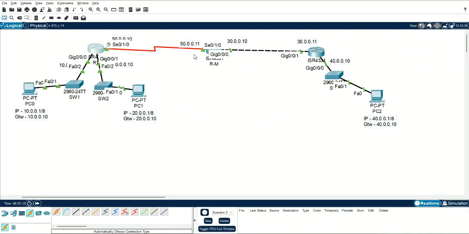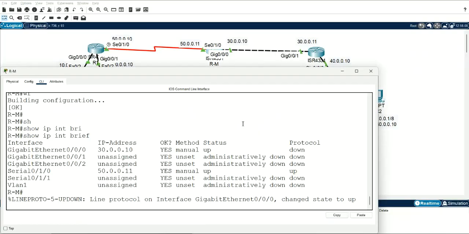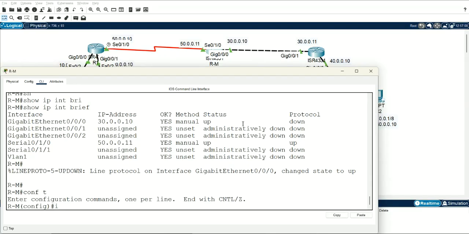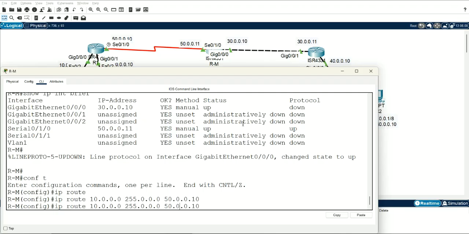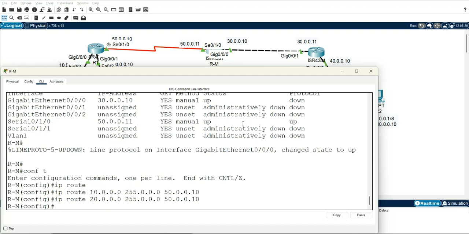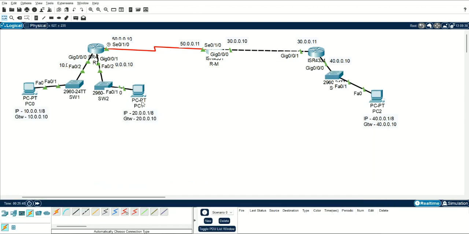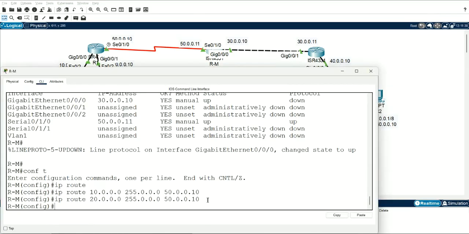This you need not change. Now here we need to write static routes. IP route, 10 network, gateway, correct. Next, 20. Same 50.0.0.10.